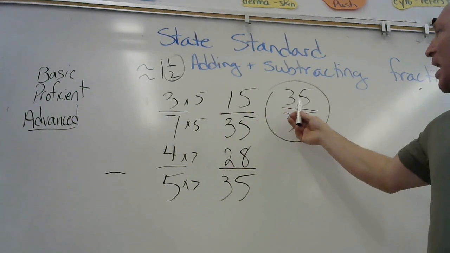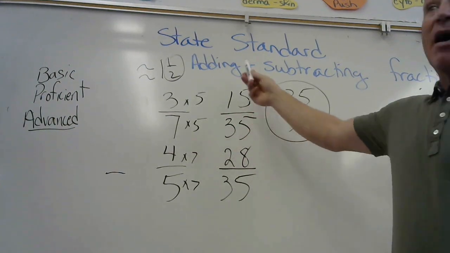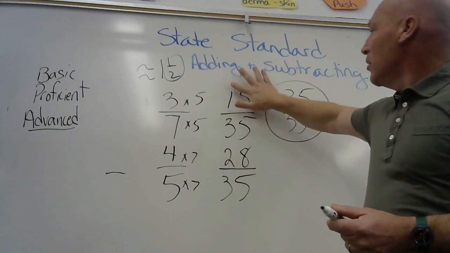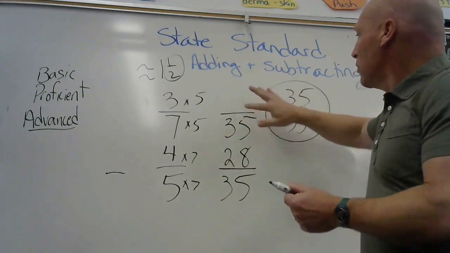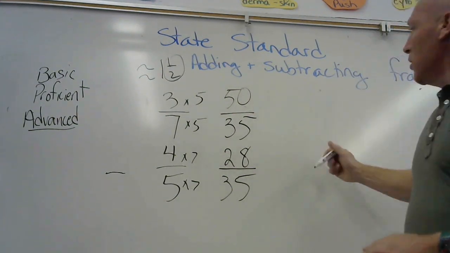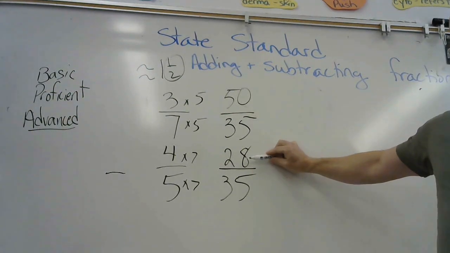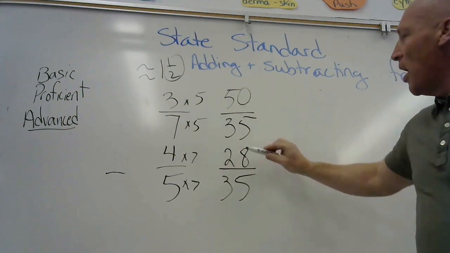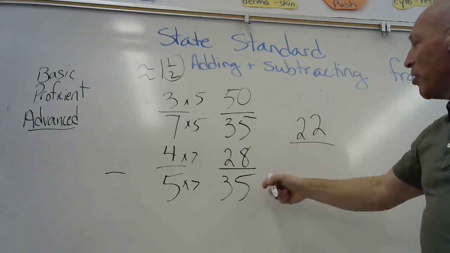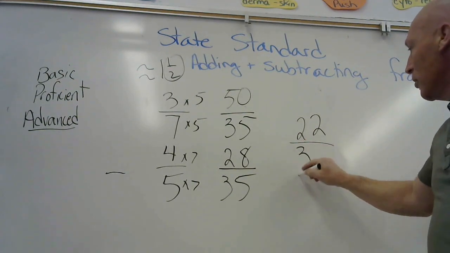So now what I'm going to do is add the 35 plus the 15, because now I have this many pieces of pizza. What's 15 plus 35? 50. Yes, it's 50. So now, do I have a bigger number on top than on the bottom? Yes, I do. What is 50 minus 28? 22. 22, and my denominator stays the same because that's how many slices the pizza has been cut up into.